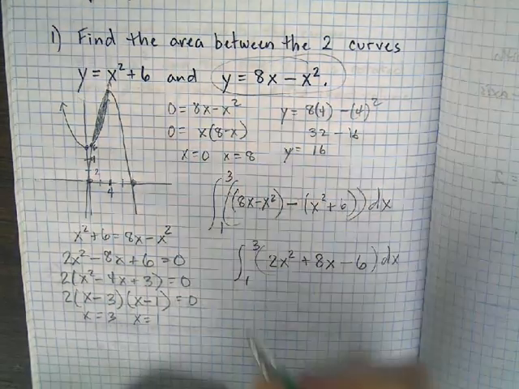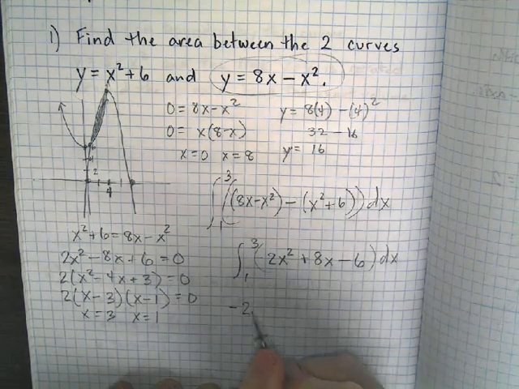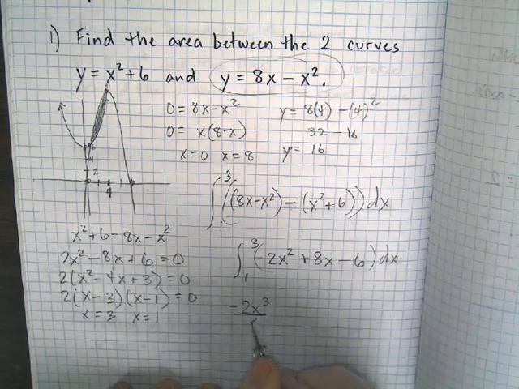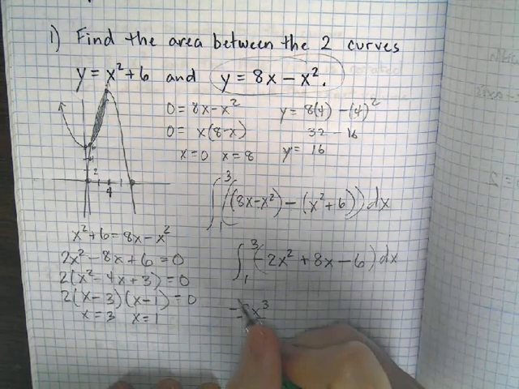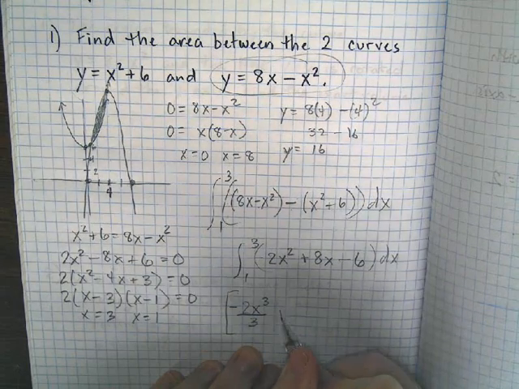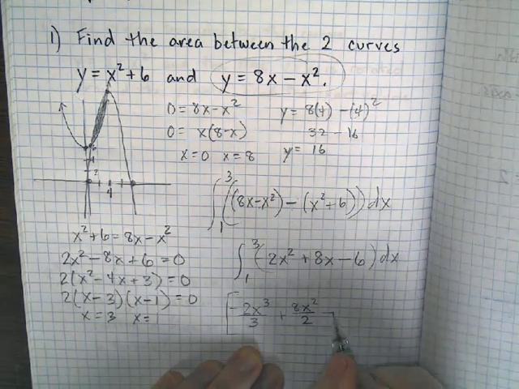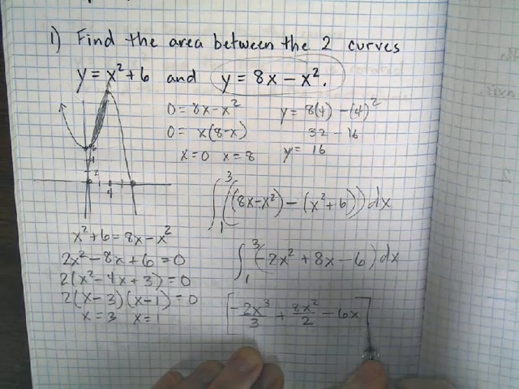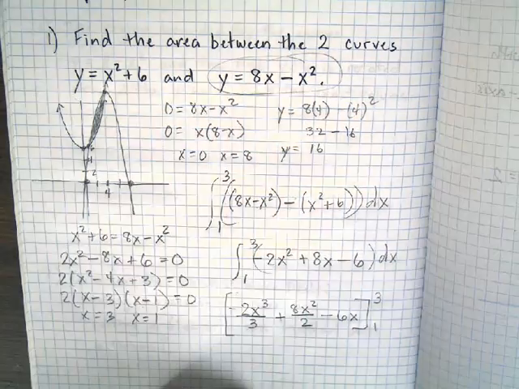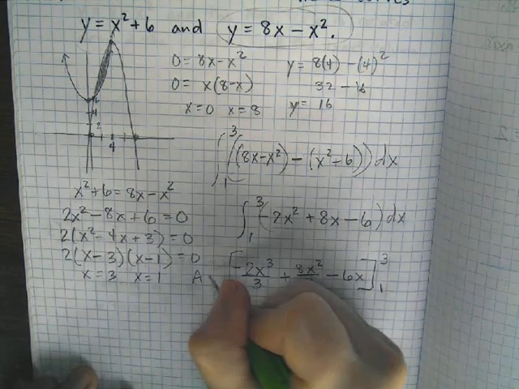So this becomes negative 2x to the third divided by 3, and this is all going to be evaluated. And this one's going to be 8x squared divided by 2 minus 6x. And we're going to evaluate from 1 to 3. Okay, so I'm going to have to put this all in. So this is my area. It's going to give me this.